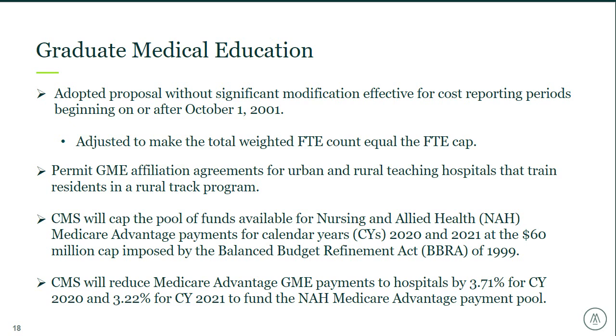CMS is permitting GME affiliation agreements for urban and rural teaching hospitals that train residents in a rural track. And then there also is a pool of money to reimburse hospitals for Medicare Advantage GME claims, and that is funded from the hospital pool. So there's been a reduction in the amount of money that's set aside, and that's capped at $60 million. So that just gets recalibrated as CMS looks at that cap.